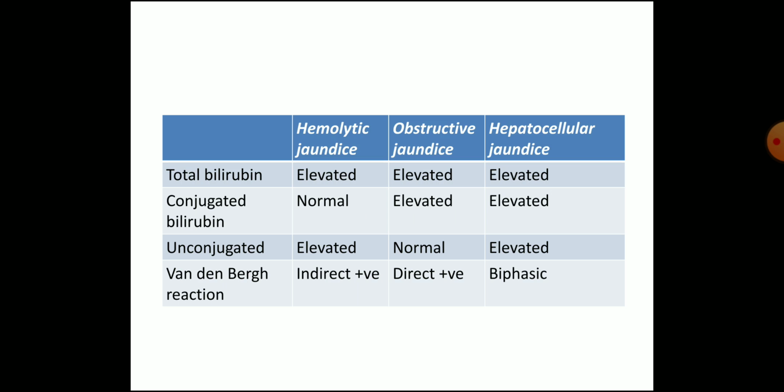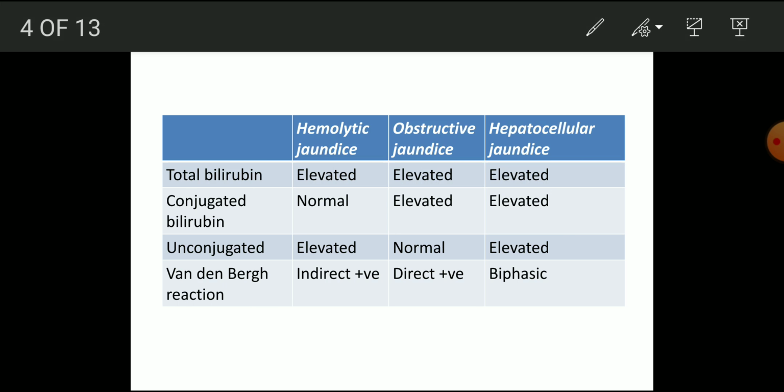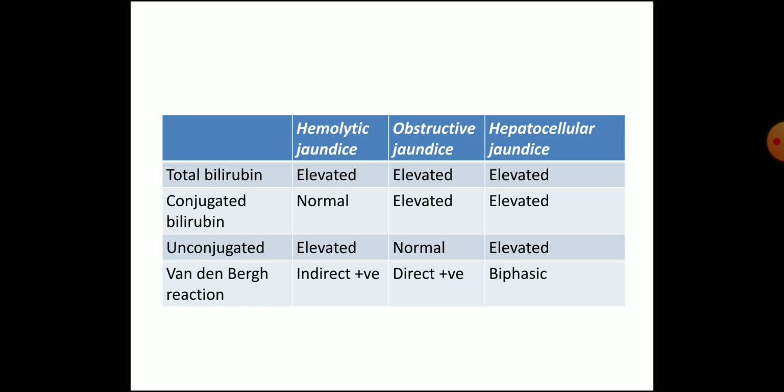Now we can see separately what are the levels of various types of bilirubin in various types of jaundice, that is hemolytic, obstructive, and the hepatocellular jaundice. Total bilirubin will be elevated in all these fractions. So whenever there is elevation above 2 milligram, we can call it as jaundice.